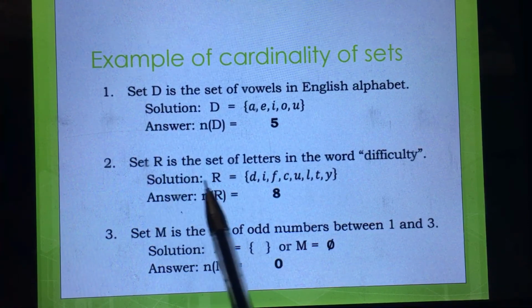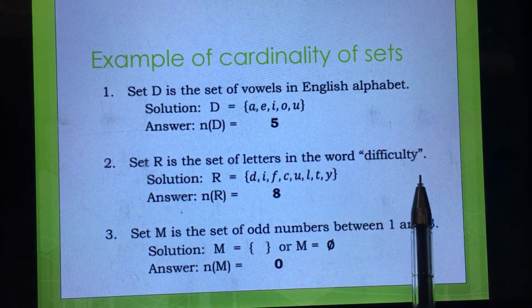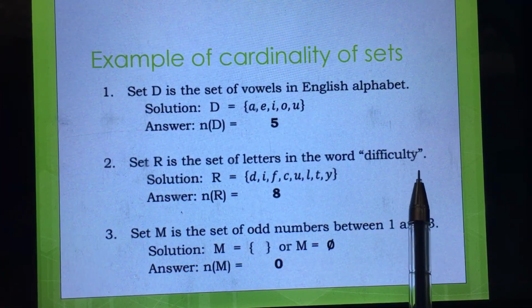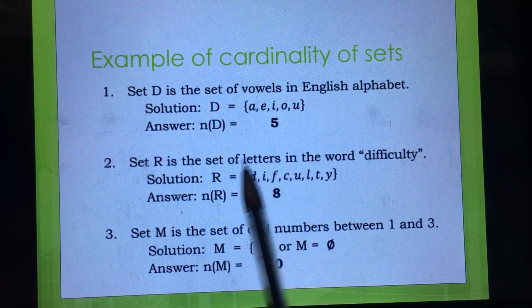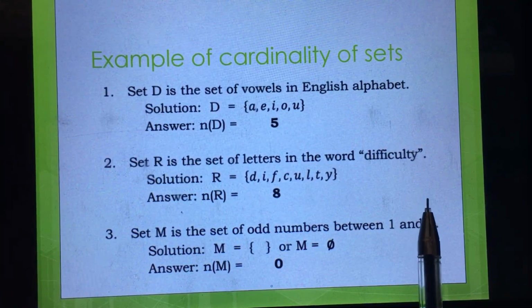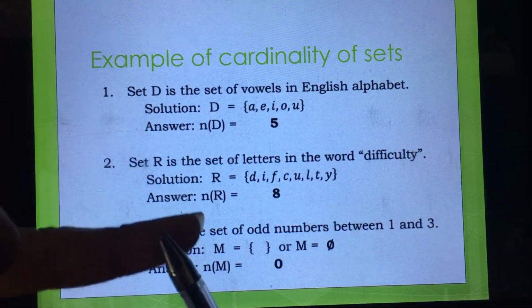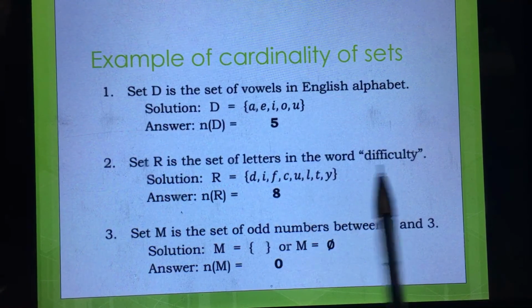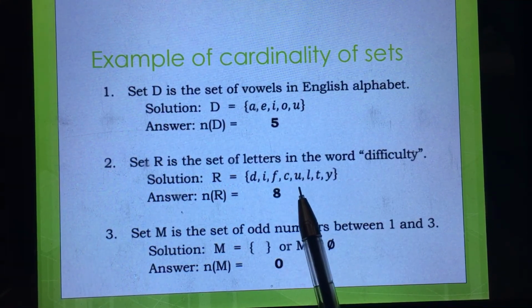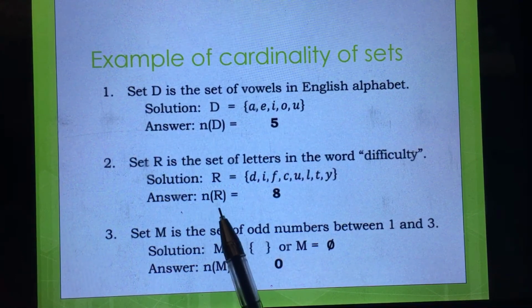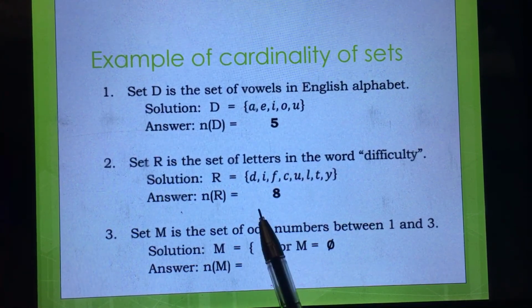Next, set R is the set of letters in the word difficulty. So, difficulty, you are going to enumerate the elements or the letters that can be found in difficulty. But you have to take note that there is no repetition of elements. So, we have D, I, F, count as 1, I count as 1, C, U, L, T, and Y. And the cardinality of set R is 8.